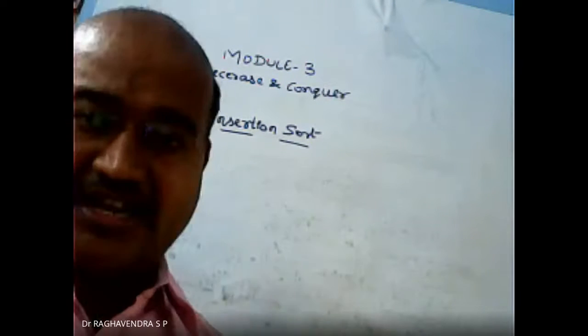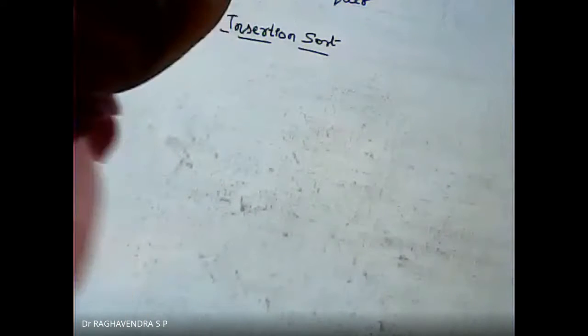Okay, so I am going to draw a diagram here in order to understand this process, this mechanism of insertion sort. So how is this going to look.